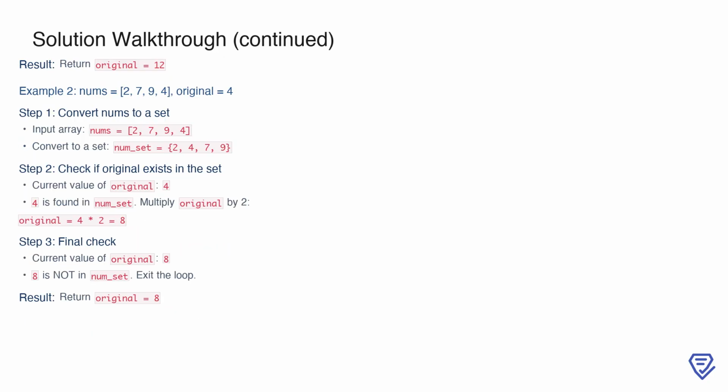In the second example, we begin with the input array nums equals 2, 7, 9, 4. Converting this into a set gives us number_set equals 2, 4, 7, 9. The initial value of original is 4. We check if 4 is in the set, and since it is, we multiply original by 2, updating its value to 8. Now, we check for 8 in the set, but it's not present. At this point, we can exit the loop and return the final value of original, which is 8.